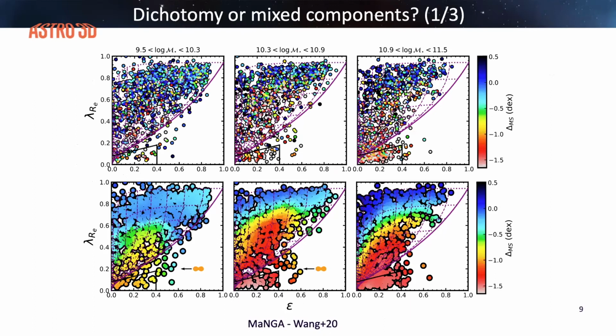Okay, and so with these large surveys now coming online, this is MaNGA's version of the spin-ellipticity diagram. We can see that this parameter space has really filled up.